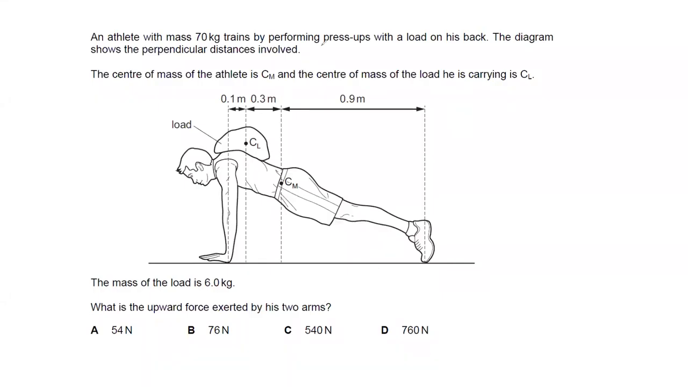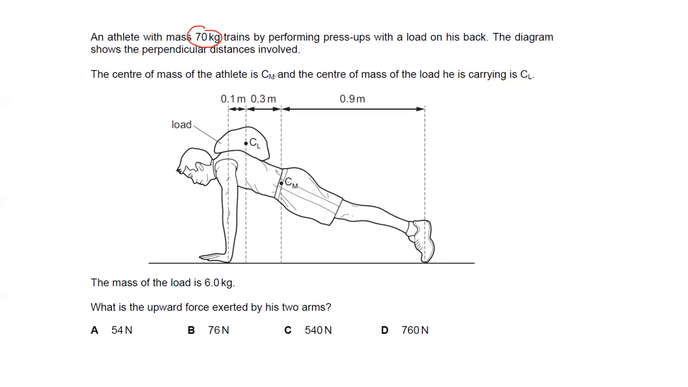So in this question, an athlete with a mass of 70 kilograms, so the mass of the athlete is 70 kg, trains by performing press ups. So these are the press ups he's performing, as you can see in the picture, with a load on his back. So he put some load on his back and he's doing press ups. The diagram shows a perpendicular distance involved. So the diagram is representing the perpendicular distance.